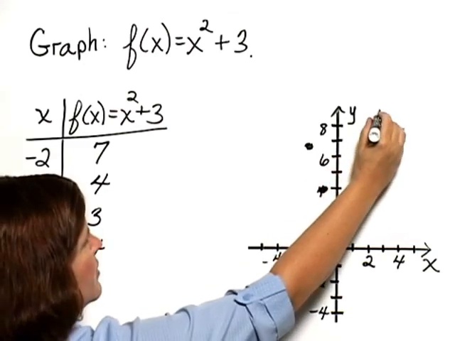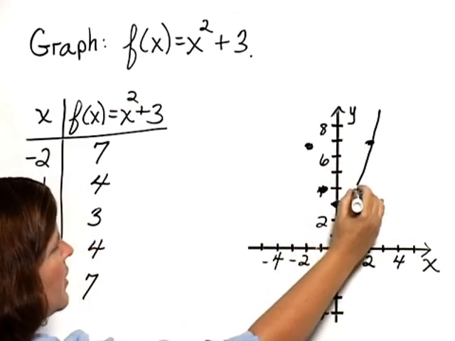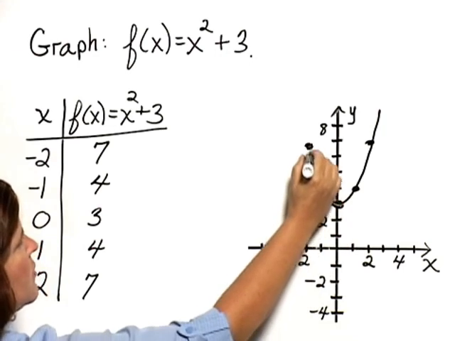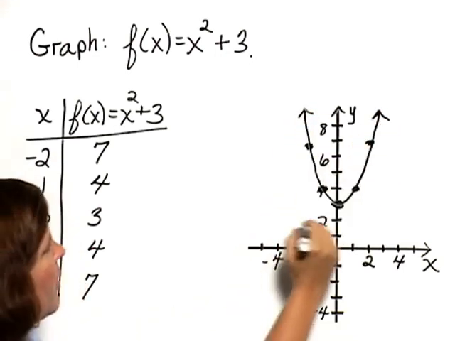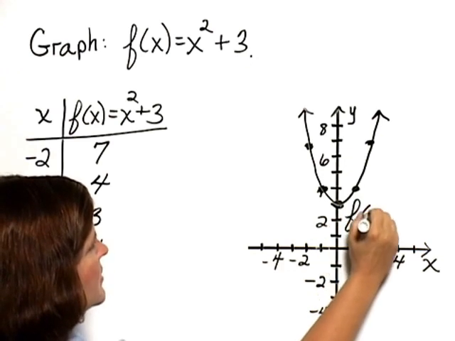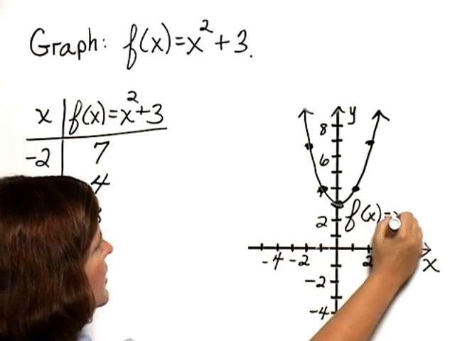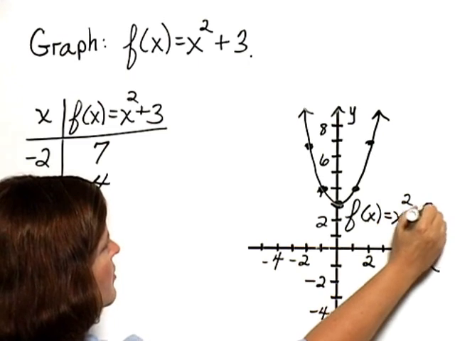Graphing, we'll see that we have something of the shape that comes down here, curves, and goes back up. And we label our graph f of x equals x squared plus 3.